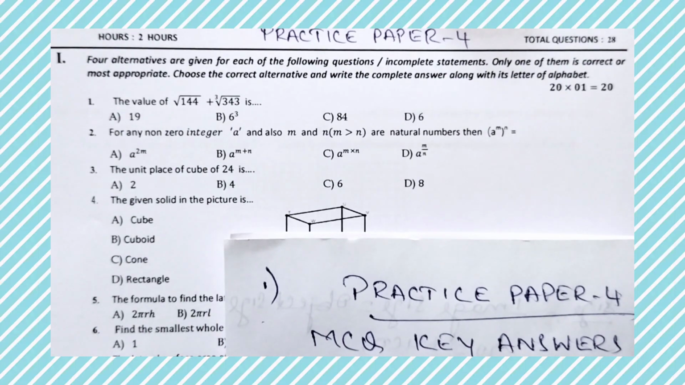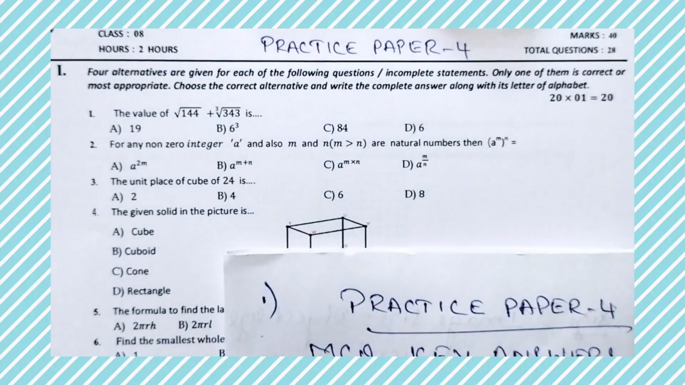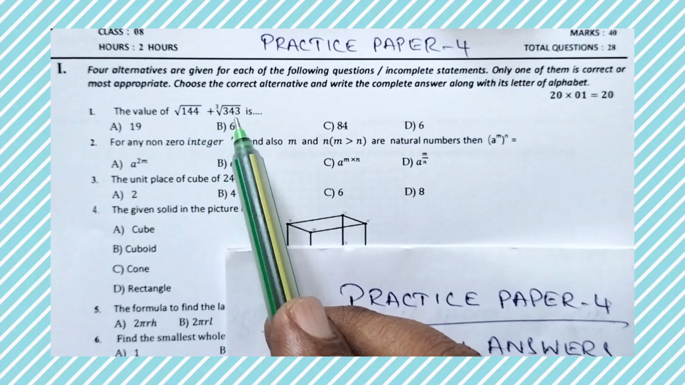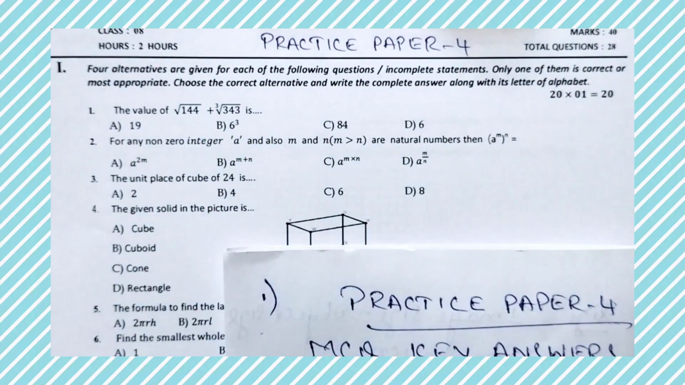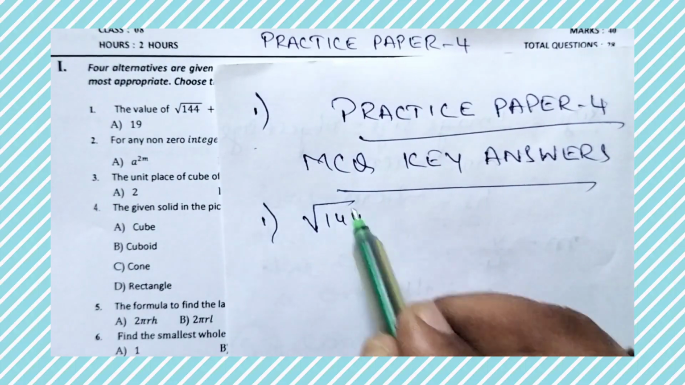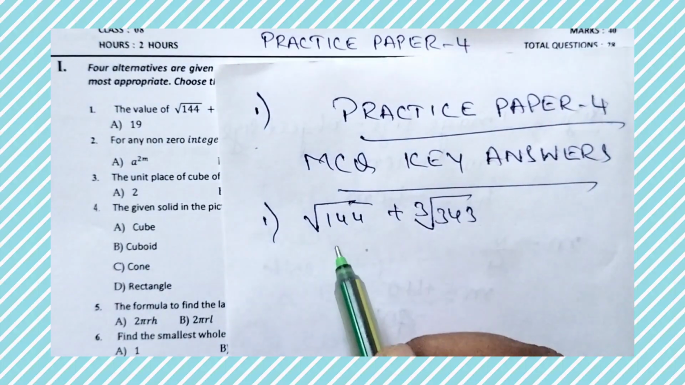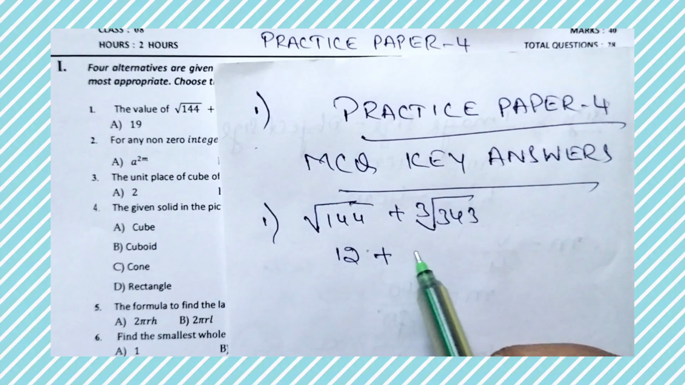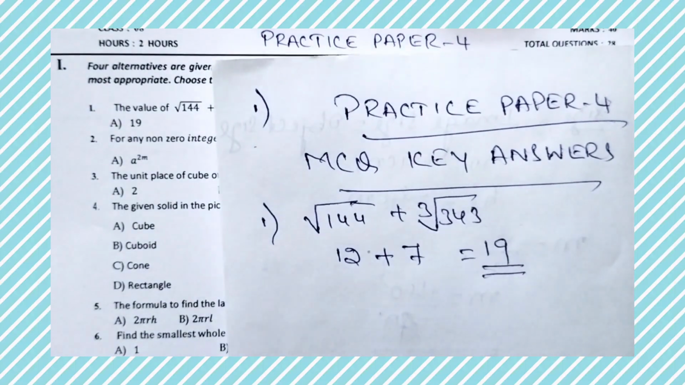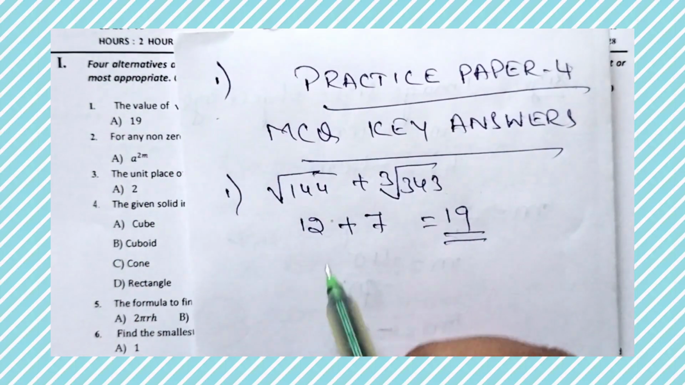So now let us answer the MCQ of practice paper number 4 mathematics of class 8th. The first question is: the value of square root of 144 plus cube root of 343 is dash. So we know that square root of 144 is 12 and cube root of 343 is 7. So 12 plus 7 will be equal to 19. Therefore, for the first question, option A, 19, is the answer.